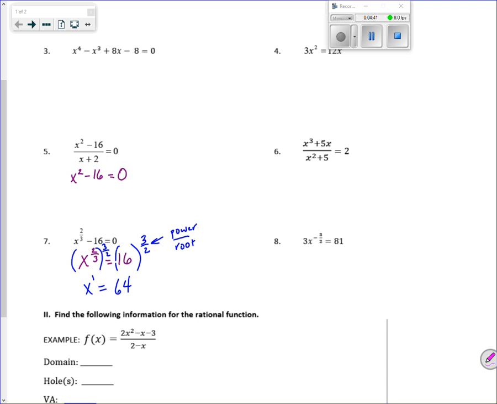So here's the deal. When you're doing this solve, if you raise, the power that you raise to has an even power right here.